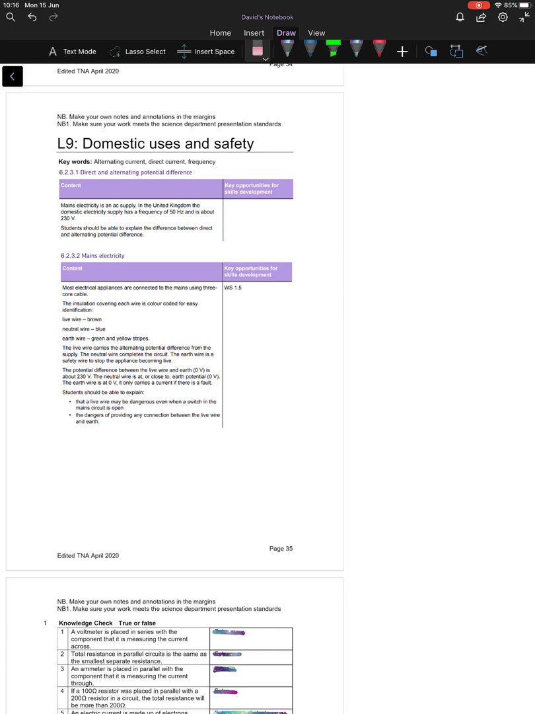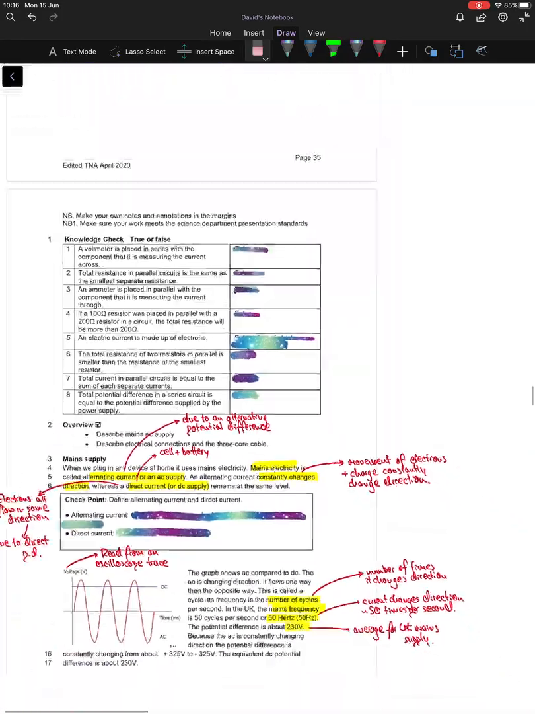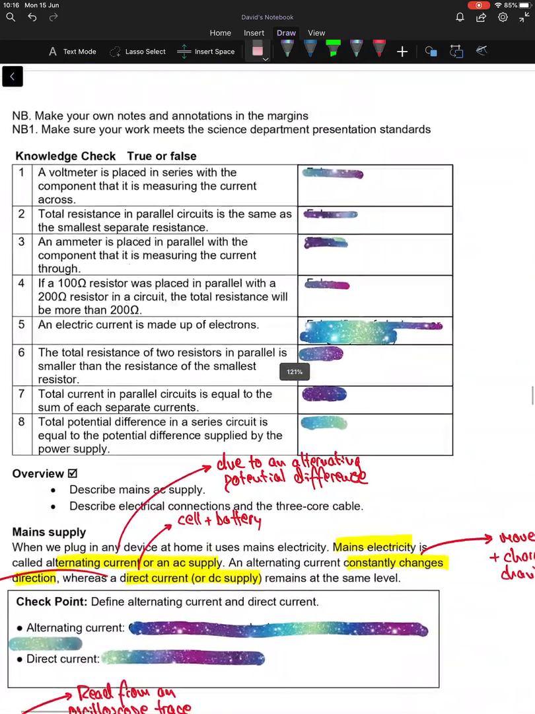So, welcome to lesson 9 of your electricity unit of work. Lesson 9 is on domestic uses of electricity and using electricity safely. As you'll see, there are some points from the specification that we are going to try and cover today, and just have a little skim read through those.